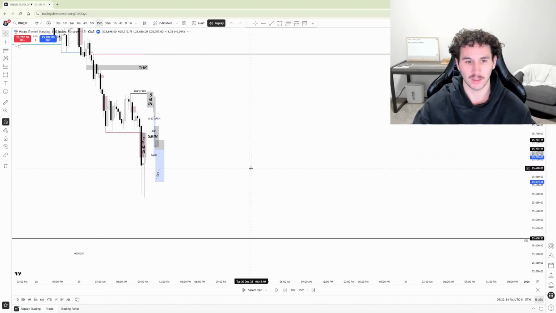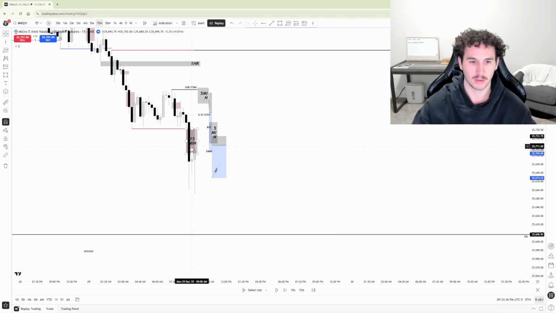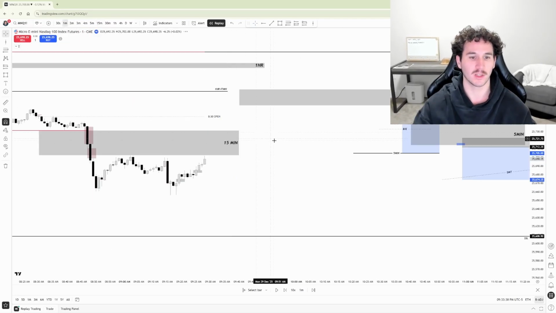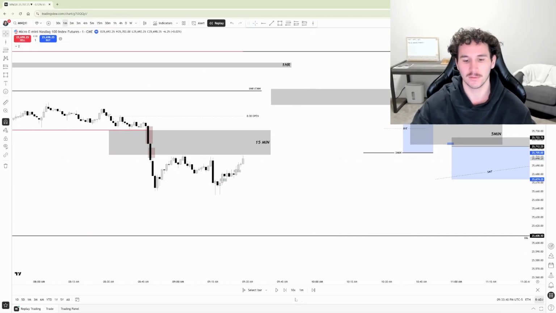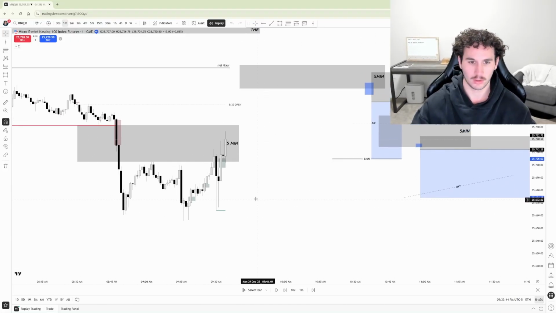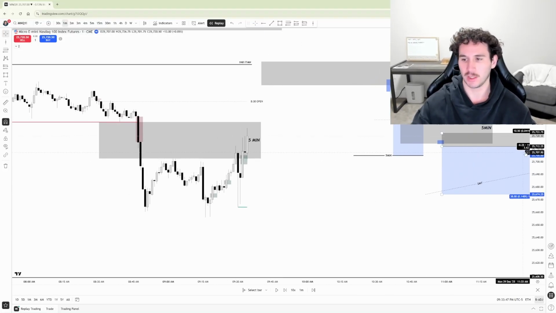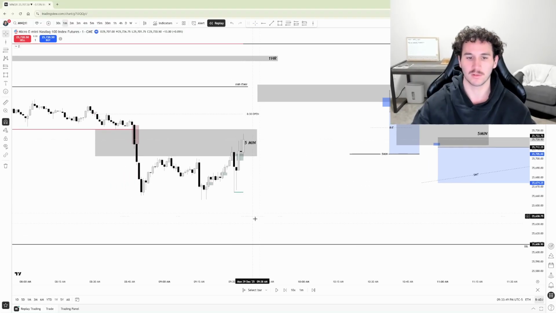This 15 minute fair value gap right here, we had printed, and this was one of the first levels I was looking to take a short off of. And I'll play that out right now. We ended up reacting a little bit, but never got a clean setup to the lows. So playing the price action out a little bit more.